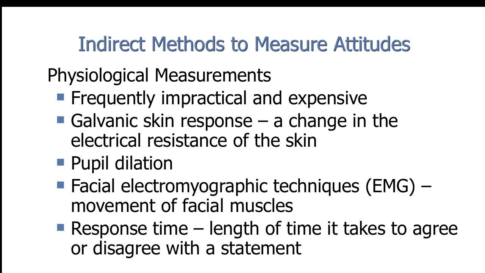Physiological indirect measurements are frequently impractical and expensive. Some of the things that have been used as an indirect method to measure attitudes include galvanic skin response, which is a change in the electrical resistance of the skin. They've also used pupil dilation and EMG, or facial electromyographic techniques, which are basically the movement of the facial muscles. Also, they've used response time, the length of time it takes to agree or disagree with a statement.